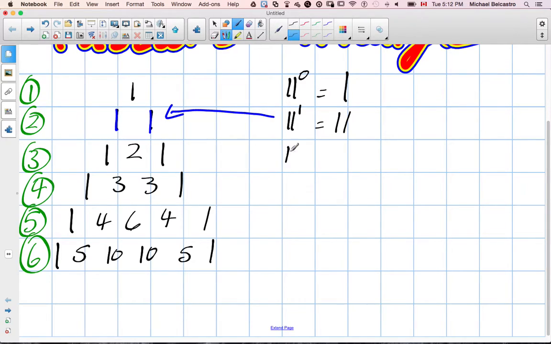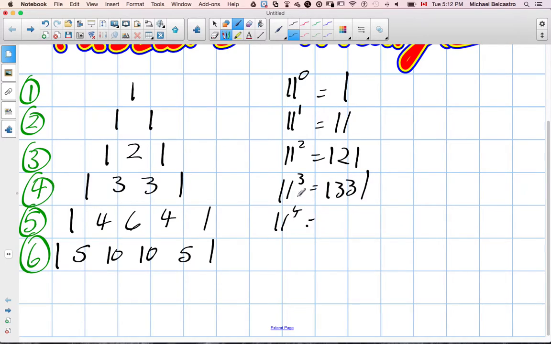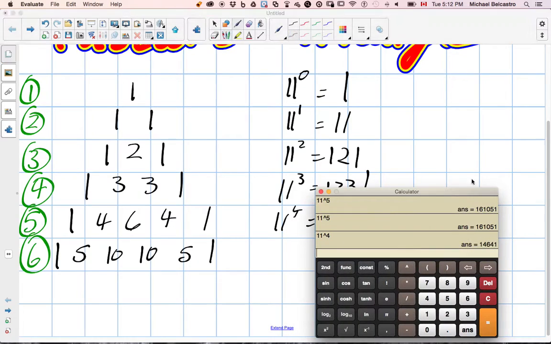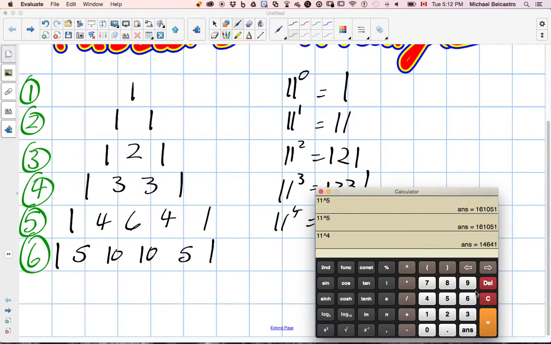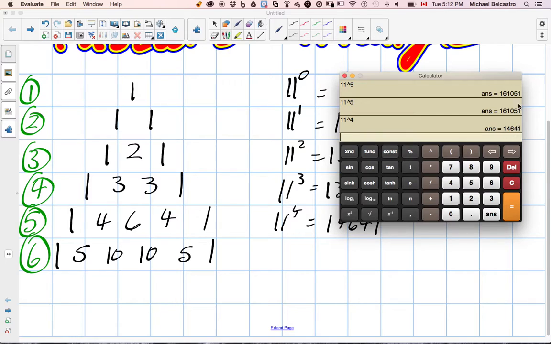So we continue. 11 to the power of 2 is 121, which is essentially what those 3 digits read. 11 to the power of 3 is 1331. 11 to the power of 4, I didn't even know this one, is 14641. And we can kind of prove it here with our trusty calculator. Oops, I went a little too high there. Yeah, 11 to the power of 4 is 14641. Okay, so it's all kind of working out.